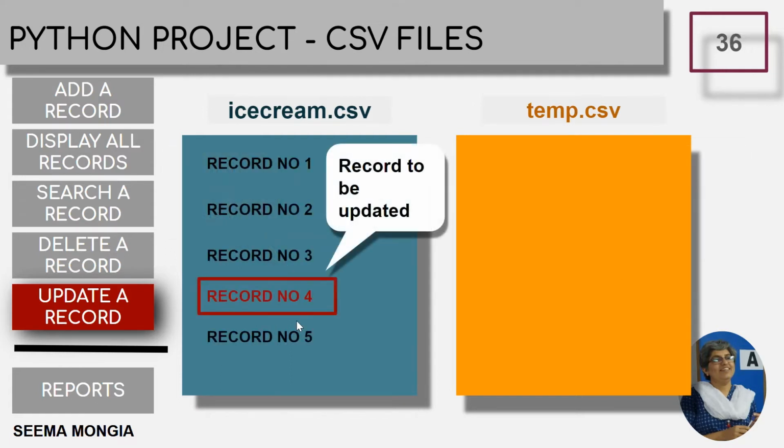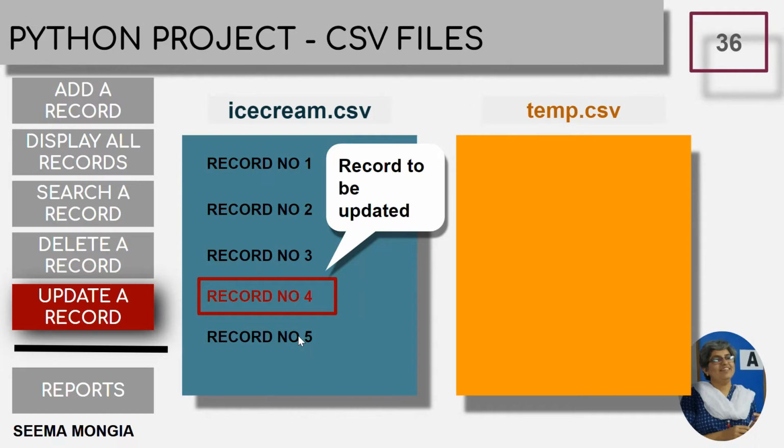Now, once I have opened the icecream.csv file, let us suppose record number 4 has to be updated. I want to change the values which are stored in record number 4. So, how will I proceed? I will read all the records one by one till I reach the record which is to be updated. I will make the changes, and then I will read the remaining file also till the end.